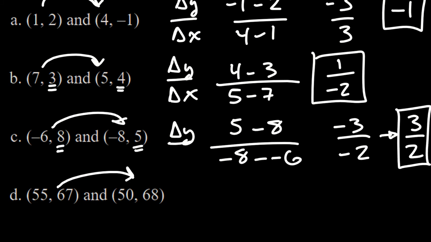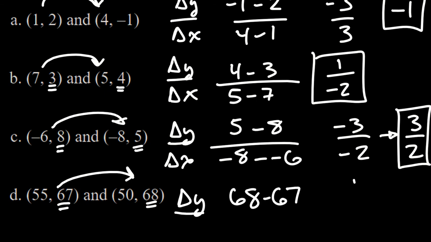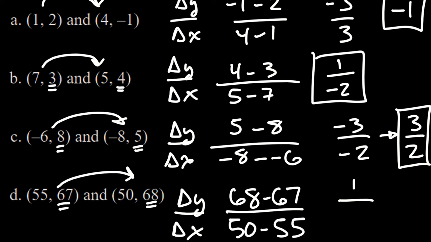All right. And then the last one here, D. Again, we end up at 68. We started at 67. So for this one, my delta y is 68 minus 67, which is the number 1. My delta x is 50 minus 55. That's negative 5. So my slope is negative 1/5.